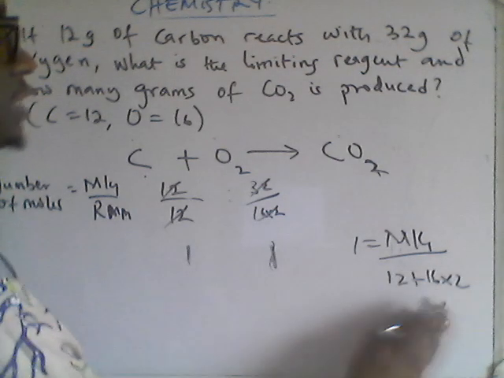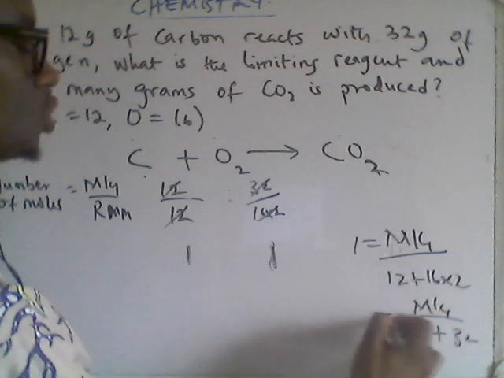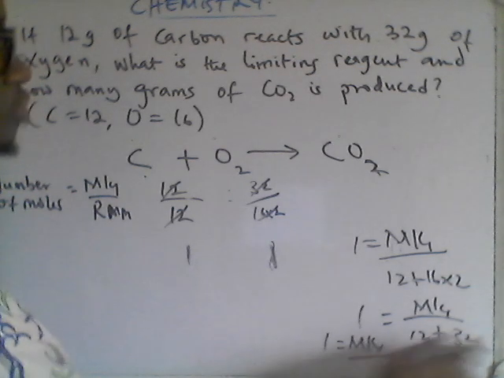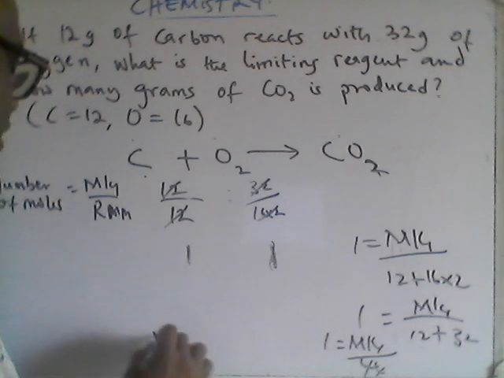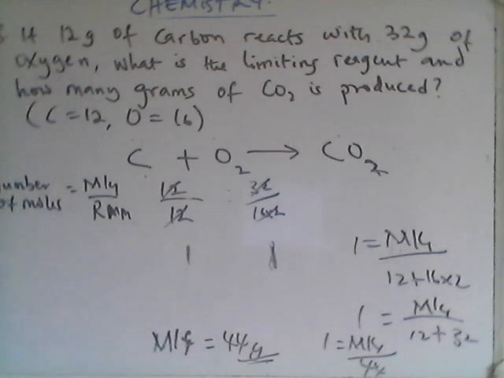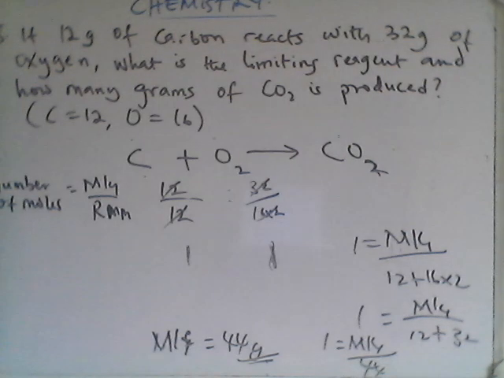16 times 2 is 32, right? Let's do it. 32 plus 12 over the mass is equal to 1. So 1 is equal to the mass over 12 plus 32, which will give us 44. So the mass in gram of carbon dioxide is 44 grams. So 44 grams is what is produced. There's no excess. Everything is in order. 44 grams is produced if 12 grams of carbon reacts with 32 grams of oxygen, given the mole ratio of 1 to 1 to 1. Okay?